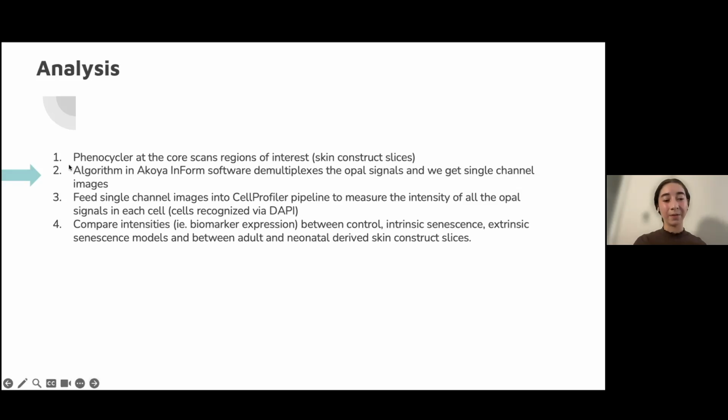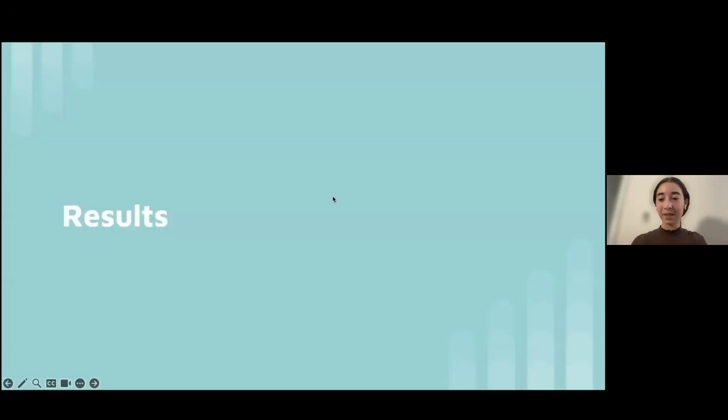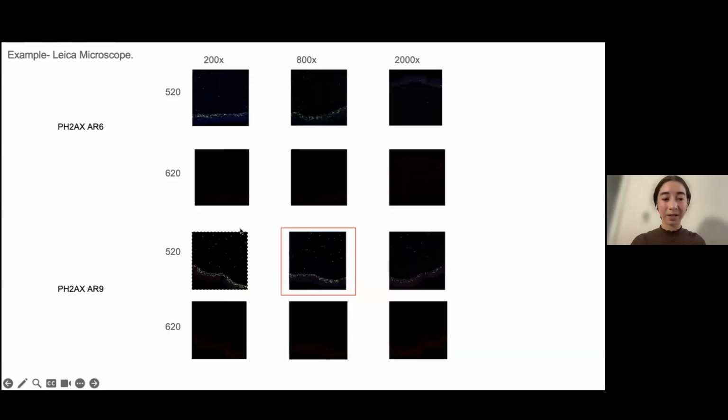And then we feed those images into an algorithm in inForm, which then demultiplexes the Opal signals, and we get single channel images. And then we can use those to feed into CellProfiler to measure the intensity of all the Opal signals in each cell. And it recognizes cells via DAPI, the nuclear stain. And then we compare intensities, the biomarker expressions, between control, intrinsic senescence, and extrinsic senescence models, and between adult and neonatal derived skin construct slices. Okay, onto our results.